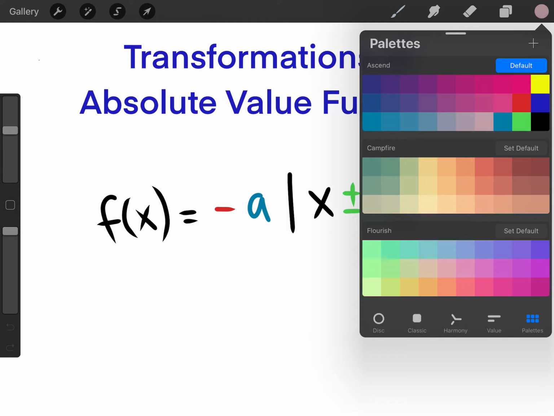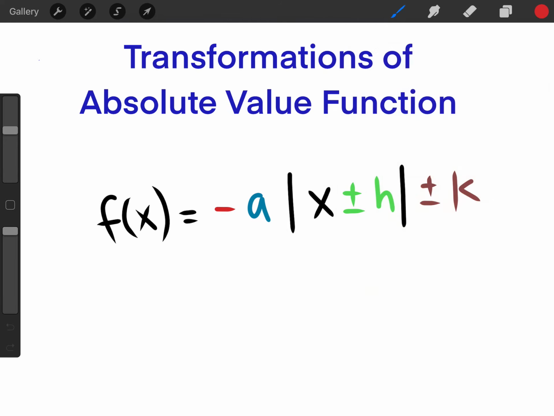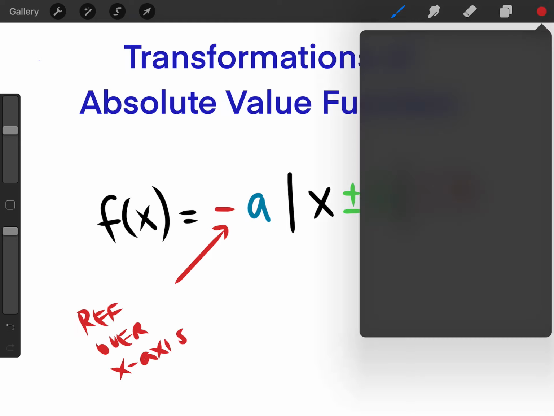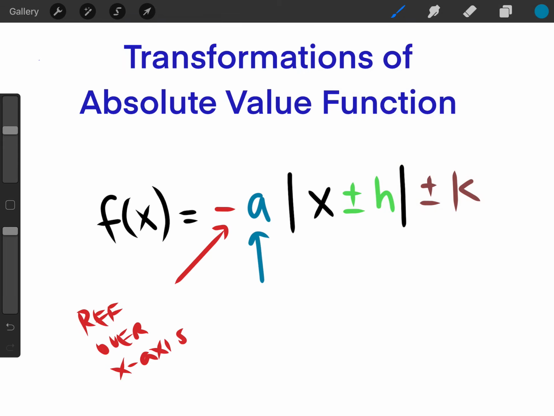All right, so here's an overview again. Let's talk about the transformation. A negative in the front is going to be a reflection over the x-axis. Basically, this is your cheat sheet. If a value is greater than 1, then that means it's going to be steeper. If the a value is less than 1, it's going to be flatter.